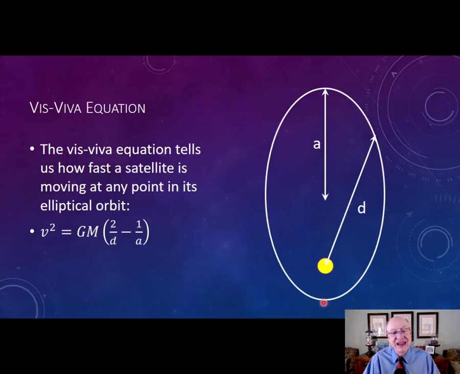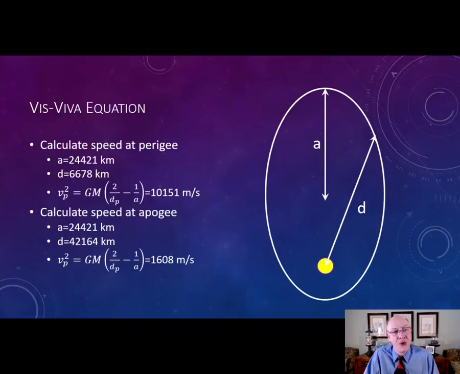Let's calculate in our Hohmann transfer orbit how fast we're moving down here and how fast we're moving up here. So let's do it. When I am at perigee and apogee, the semi-major axis for my Hohmann transfer orbit is 24,421 kilometers. When I'm at perigee down here at the bottom, when I'm closest to the Earth, I'm 6,678 kilometers from the center of the Earth.